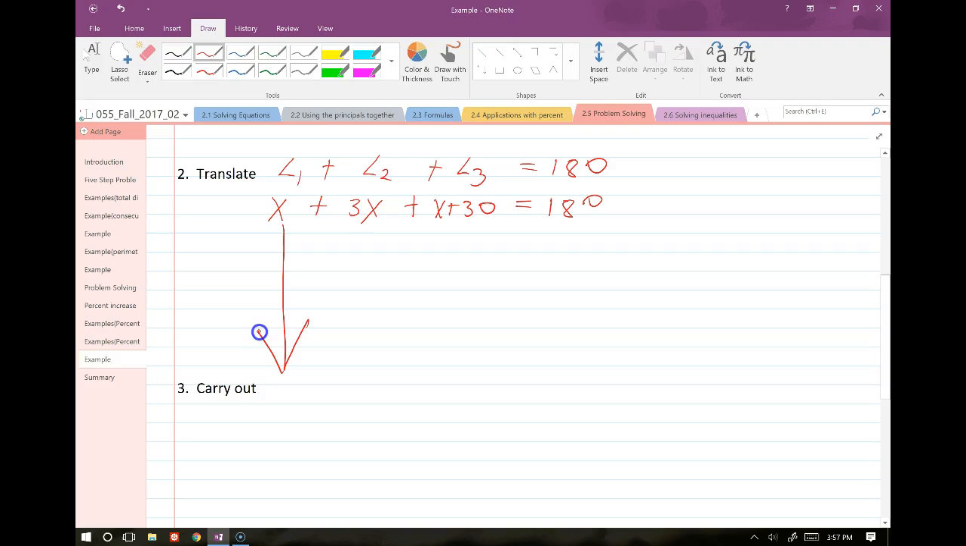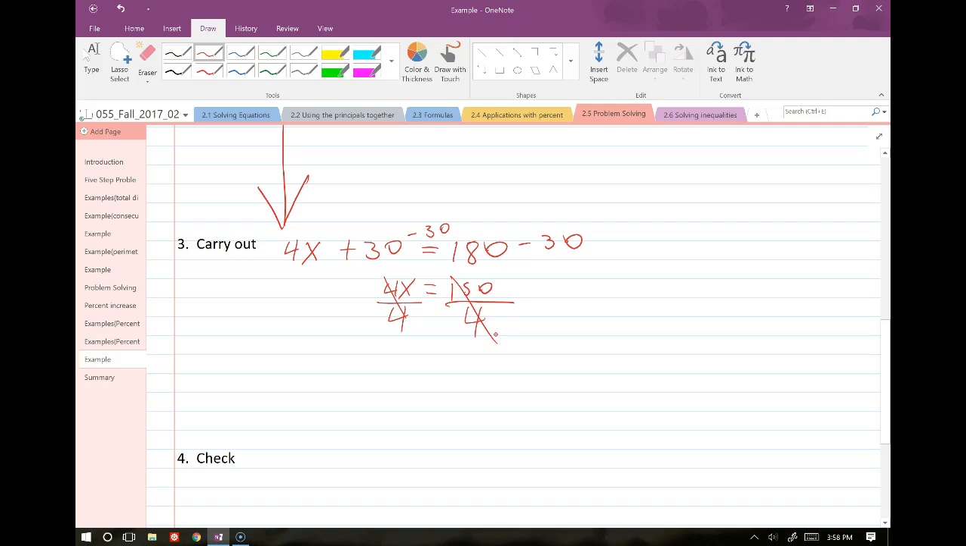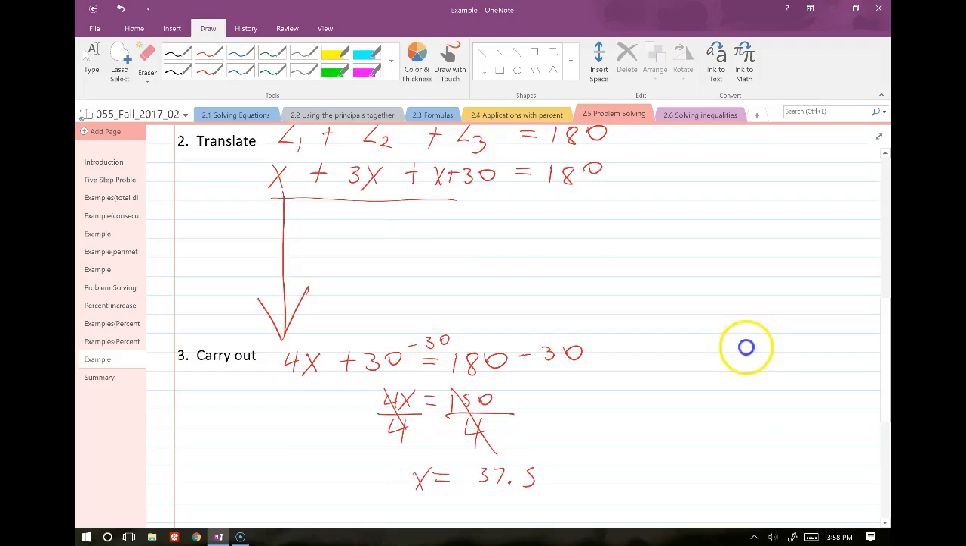I'm going to drag it on down here. I'm going to combine like terms. That's going to give us 4x plus 30 equals 180. We're going to subtract 30 from both sides, and we're going to get 150 is equal to 4x, divided by 4. And x equals what? 37.5. Okay, so let's go back up to our originals.